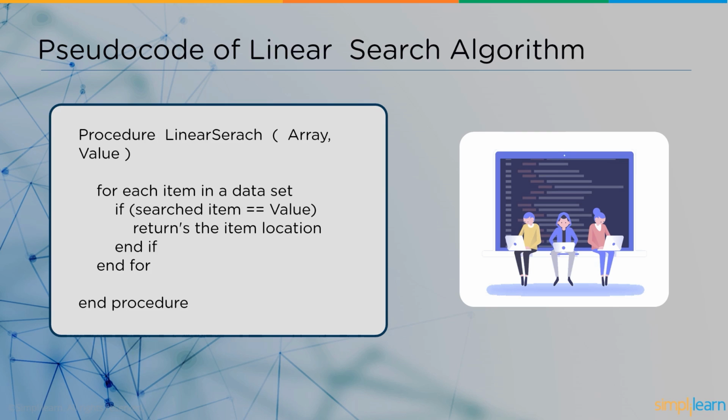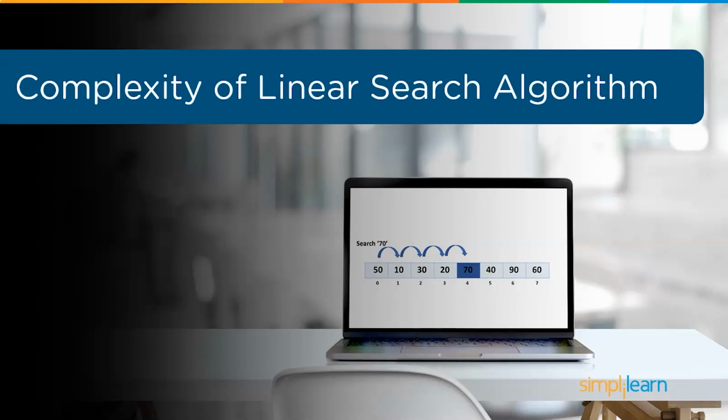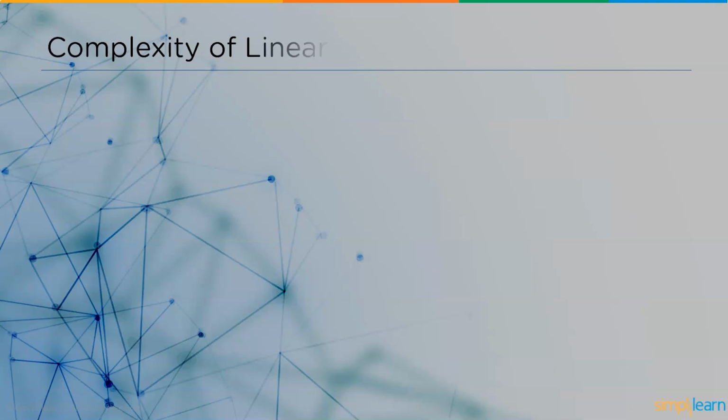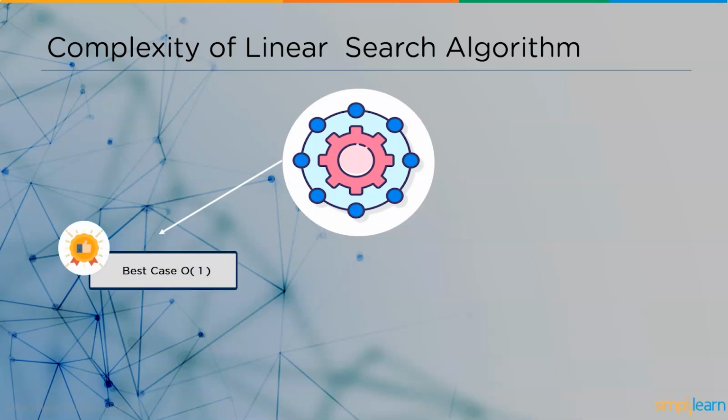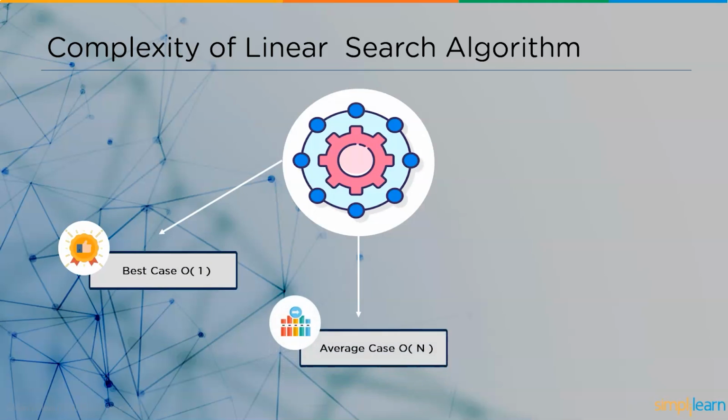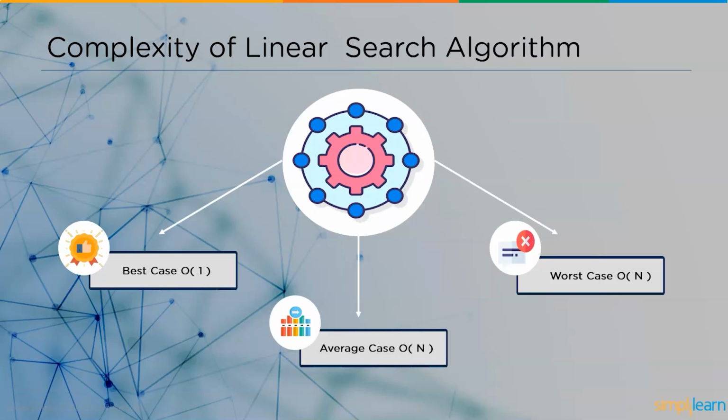We will now look into the complexity of the linear search algorithm after comprehending the pseudocode. The complexity of the linear search algorithm is divided into three categories. The best case, which is big O of 1, the average case, which is big O of N, and the worst case scenario, which is the same as the average case, big O of N.